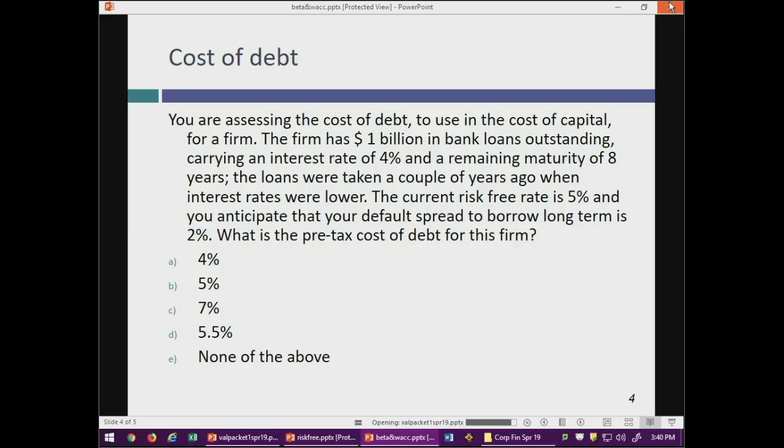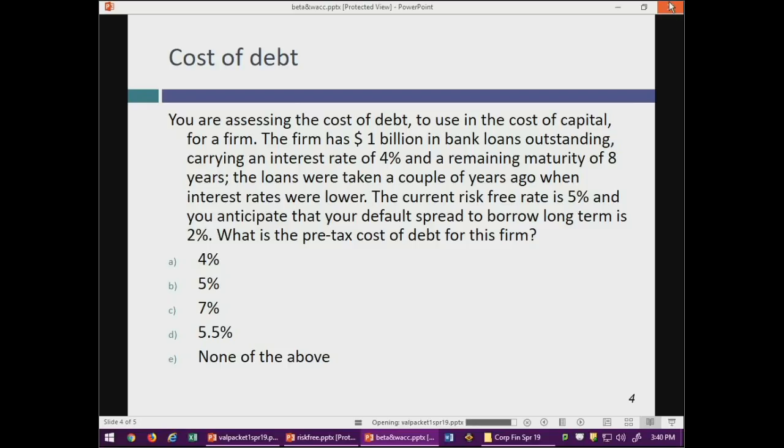The loans were taken a couple of years ago when rates were lower. The rate right now has gone up. The risk-free rate itself is already up to 5%, and this company's default risk gives it a 2% spread over the 5%. So I've added a lot of stuff in this problem. They have $1 billion in bonds that they've already borrowed. It's on the books. It has a 4% rate, but right now the risk-free rate is 5%, and they have a 2% default spread on top.